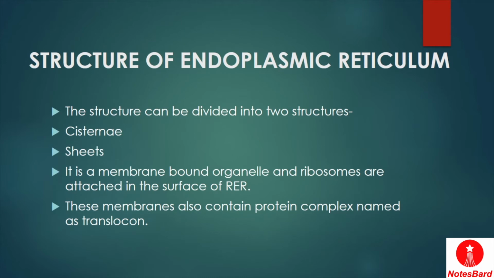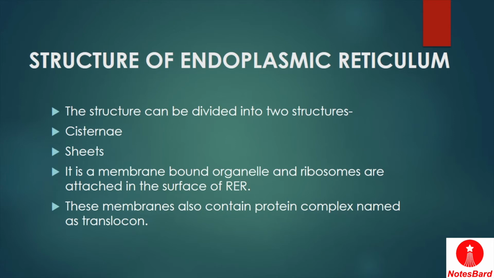Now let's discuss the structure of the endoplasmic reticulum. Basically the endoplasmic reticulum is made up of two types of structures, which are cisternae and another one. When the endoplasmic reticulum has ribosomes attached in its structure, it is named rough endoplasmic reticulum. Besides this difference, there is also another difference in the structure of the rough and smooth endoplasmic reticulum: the rough endoplasmic reticulum has a flattened sac-like structure and the smooth endoplasmic reticulum is tubular in structure.